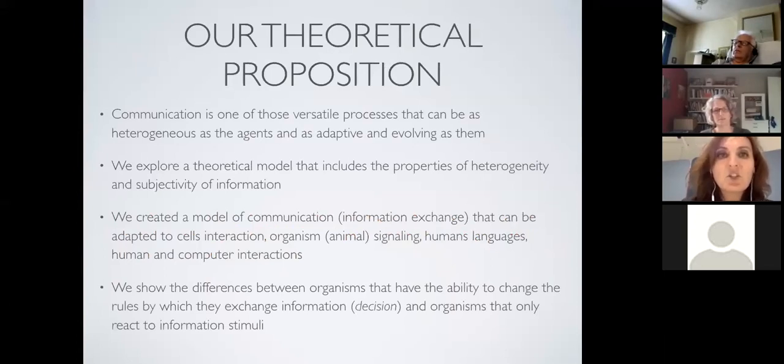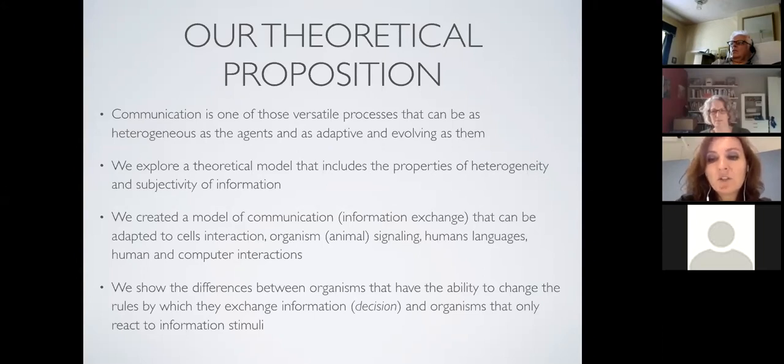And the theoretical proposition that I had here was that we achieve that basically through communication. Cells communicate with each other, organisms communicate with each other, and humans communicate with each other. Humans communicate with computers, and computers communicate with each other. So communication is one of those versatile processes that is a heterogeneous process, while the agents are heterogeneous as well. So this is another property of complex systems, right? And at the same time, it is as adaptive and as evolving as these agents are.